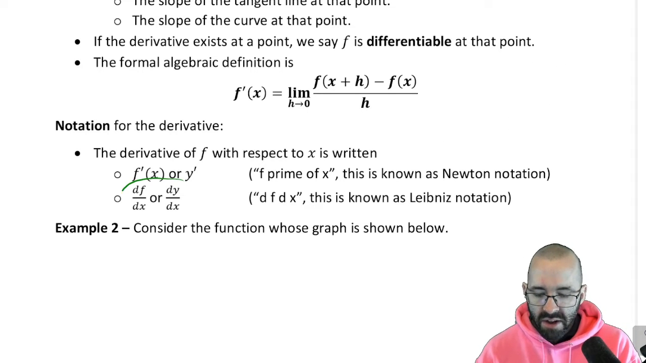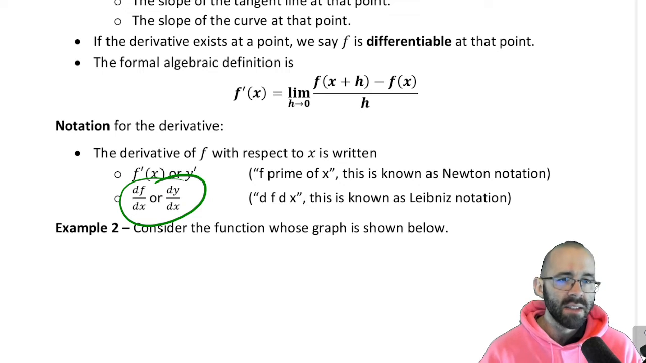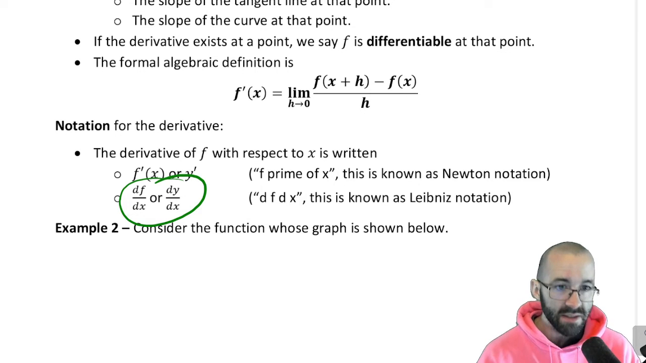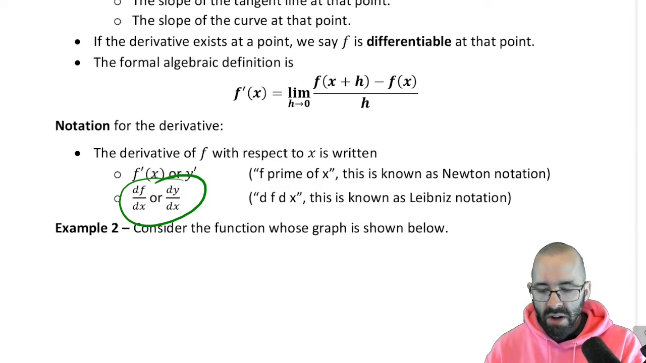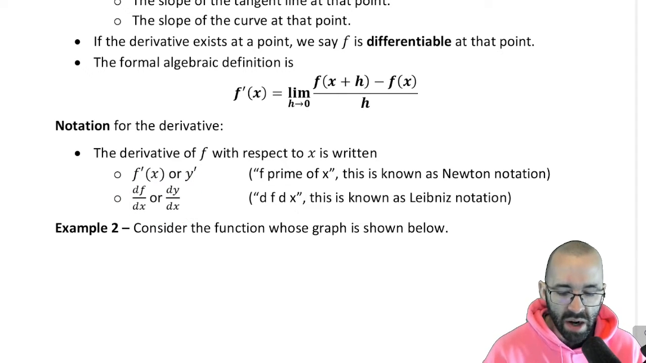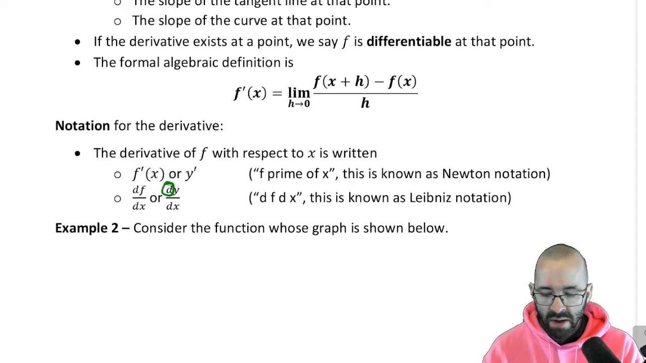And then there's another notation because Isaac Newton and Gottfried Leibniz developed calculus around the same time, and they used different notation. You could also see this, df/dx or dy/dx. That just means the derivative of y with respect to x. That's what each thing means in that notation.